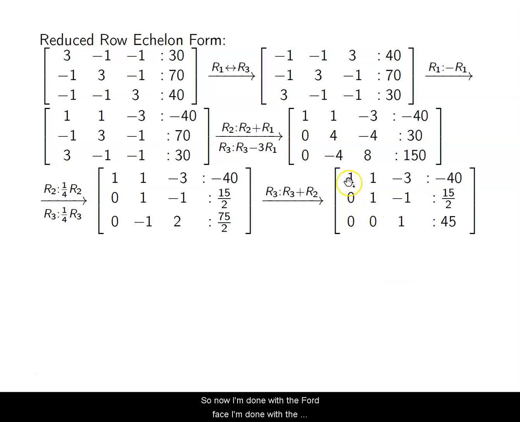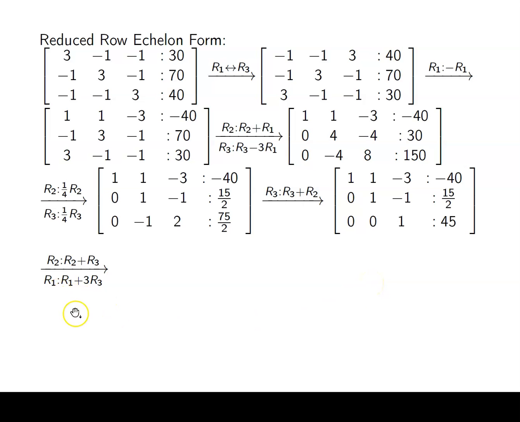Okay. So now I'm done with the forward phase. I'm done with the Gaussian elimination. Now I want to start with the Gauss-Jordan elimination, which is the backwards phase. So I'm going to make this 0, make this 0, and then work my way up to this one. So I can do two things right now. I can make R2 equal to R2 plus R3, and I can make R1 equal to R1 plus 3 times R3. So I'm using this one row to zero out the entries above it.